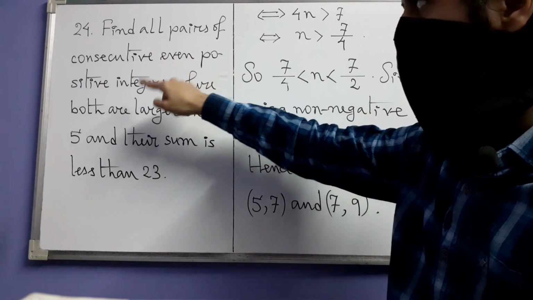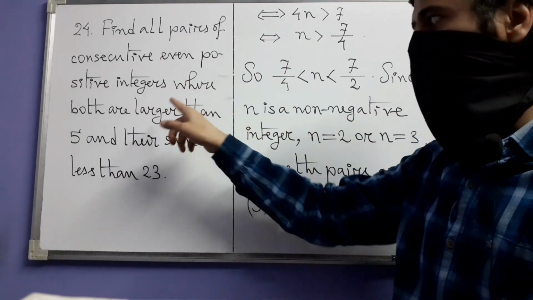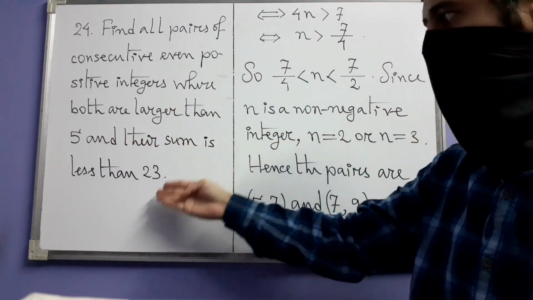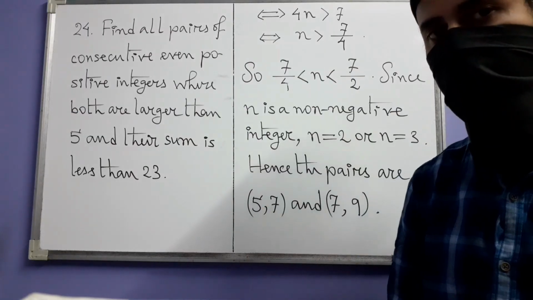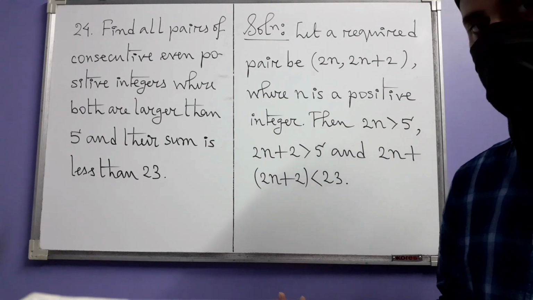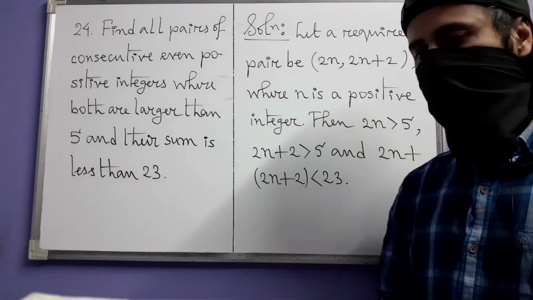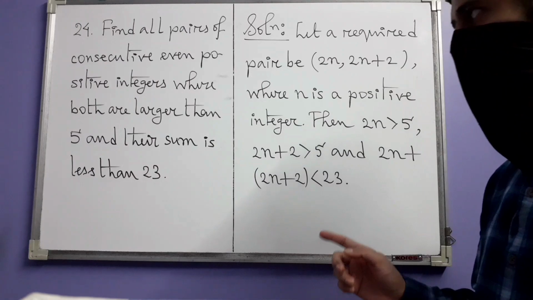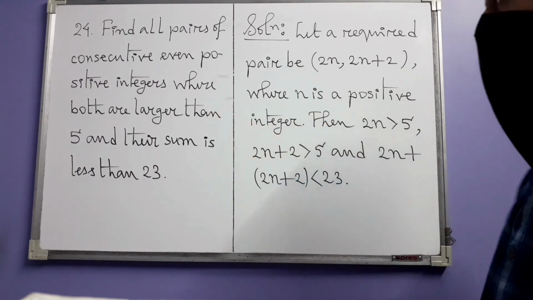This next one, 24, is similar, but this time we have to find all pairs of consecutive even positive integers, where both the numbers in a pair are larger than 5 and their sum is less than 23. So the formulation of the solution is also similar, but be careful to really formulate it properly. It's not exactly the same as the previous one.